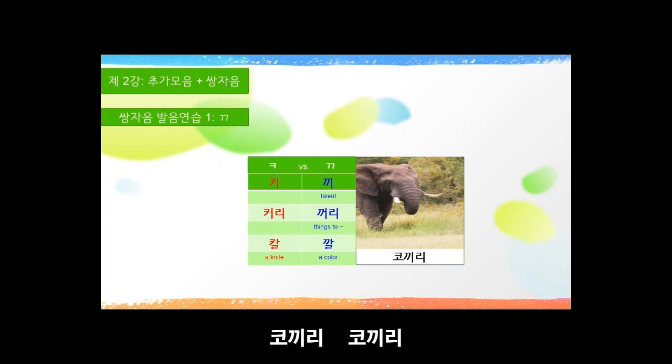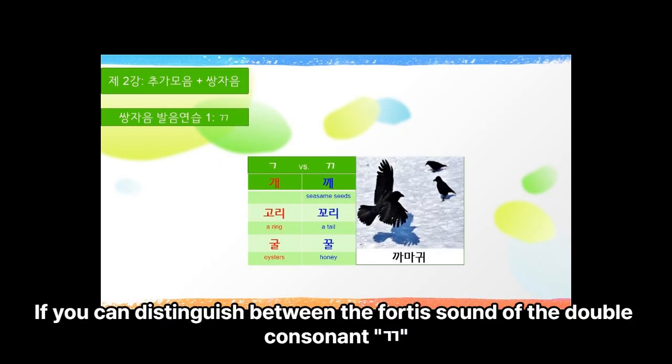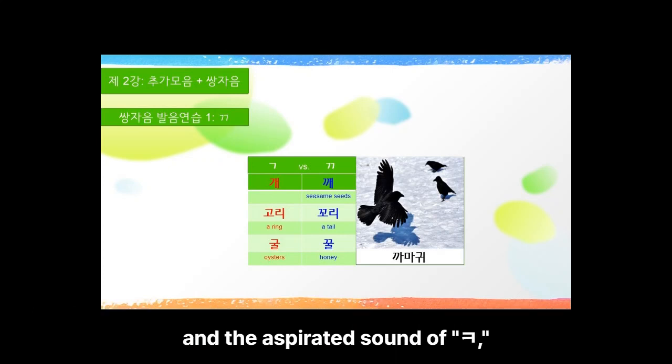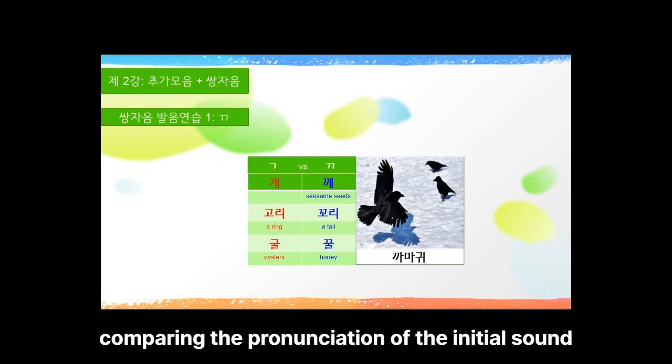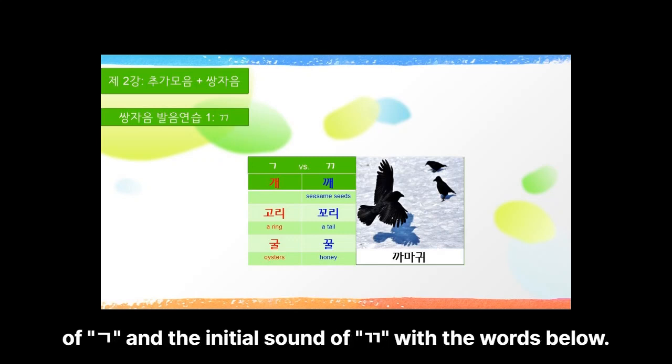코끼리. If you can distinguish between the fortis sound of the double consonant, songyok, and the aspirated sound of kiuk, let's now practice comparing the pronunciation of the initial sound of the gyok and the initial sound of songyok with the words below.